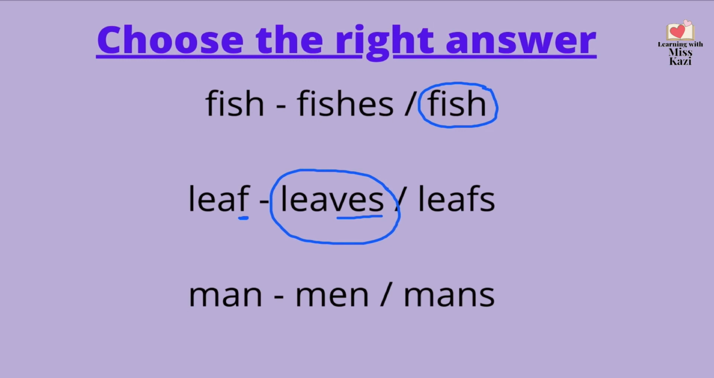Okay, last one. What's the plural of man? Remember, it's an irregular plural, so it is men.